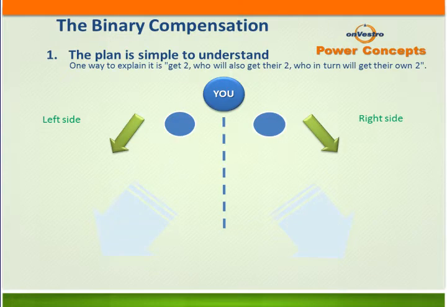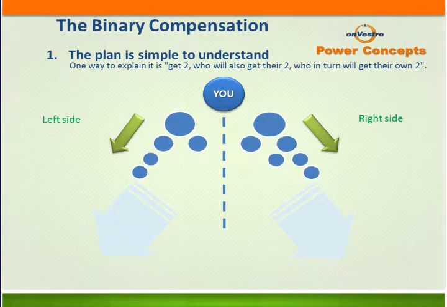First of all, the binary concept is very easy to understand, and it's very simple to explain because you have a left side and you have a right side. The best way to explain it is: two go out and get two, go out and get two, and go out and get two. And that's how your organization starts to grow. You may just bring in two individuals, but those two go out and get two, those two go out and get two, and it keeps on growing. Your left side is growing and your right side is growing.